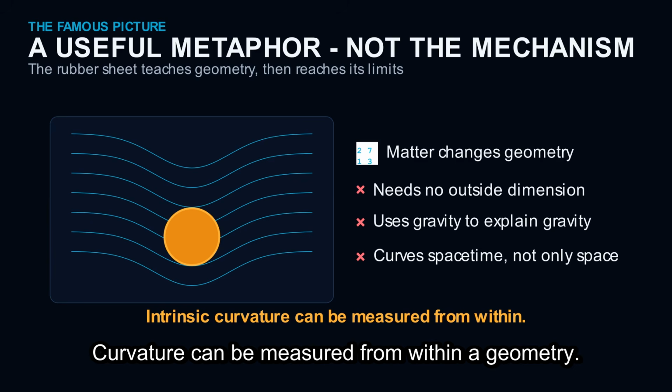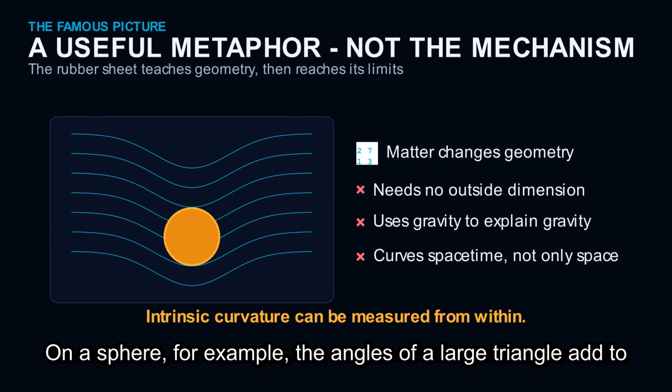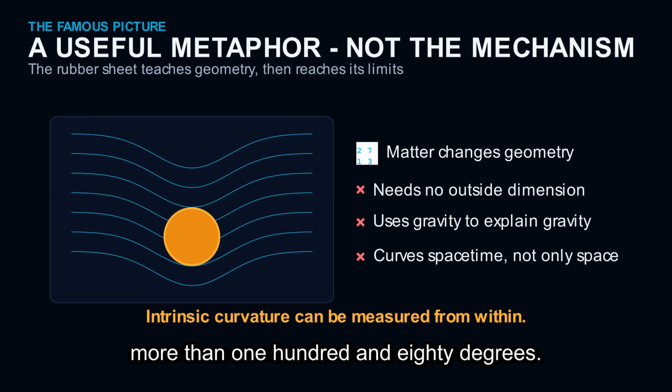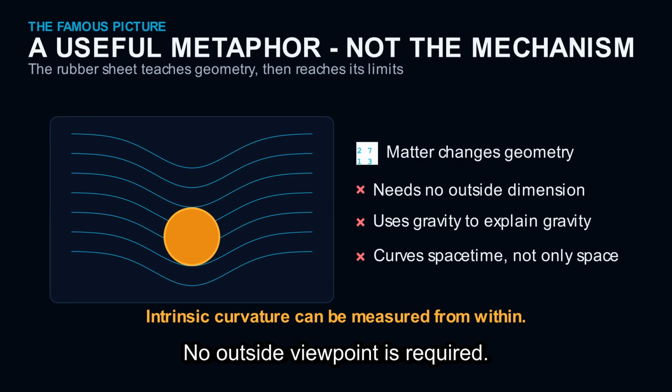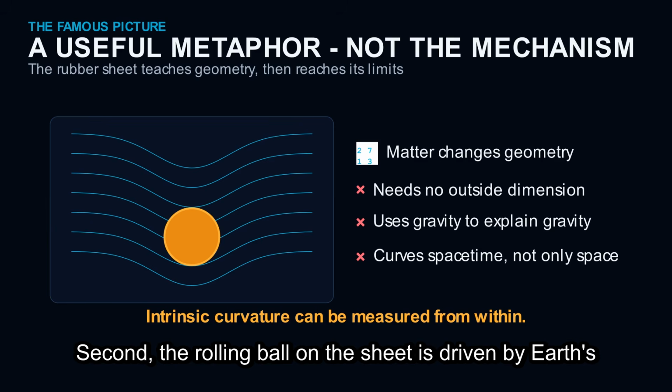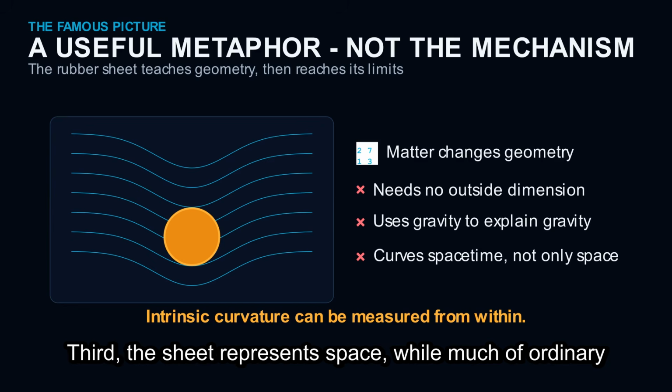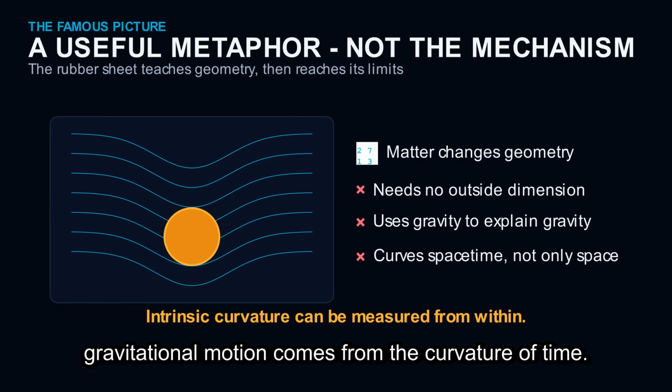Curvature can be measured from within a geometry. On a sphere, for example, the angles of a large triangle add to more than 180 degrees. No outside viewpoint is required. Second, the rolling ball on the sheet is driven by Earth's gravity, so using it to explain gravity risks circular reasoning. Third, the sheet represents space, while much of ordinary gravitational motion comes from the curvature of time.